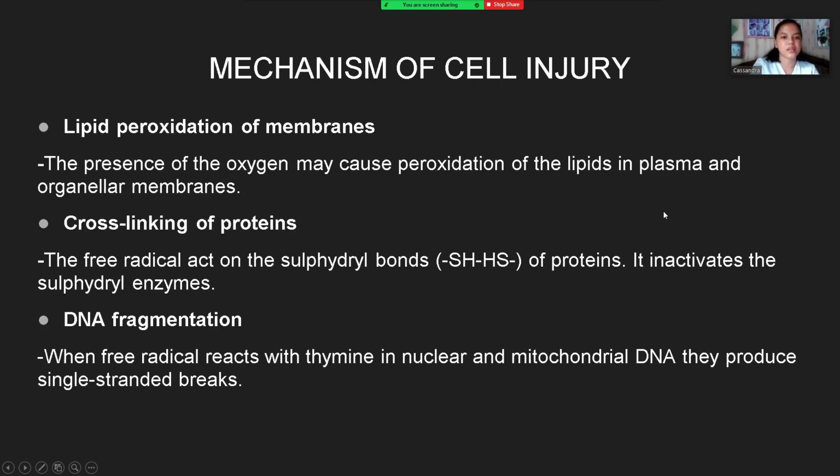Mechanisms of cell injury. Lipid peroxidation of membranes: the presence of oxygen may cause peroxidation of the lipids in plasma and organellar membranes. Cross-linking of proteins: the free radical acts on the sulfhydryl bonds of proteins and activates the sulfhydryl enzymes. DNA fragmentation: when free radicals react with thymine in nuclear and mitochondrial DNA, they produce single-stranded breaks.